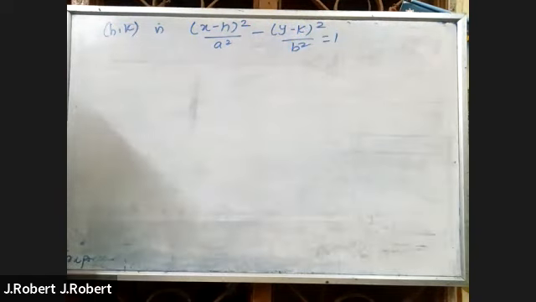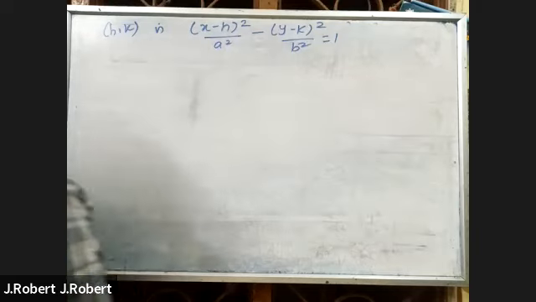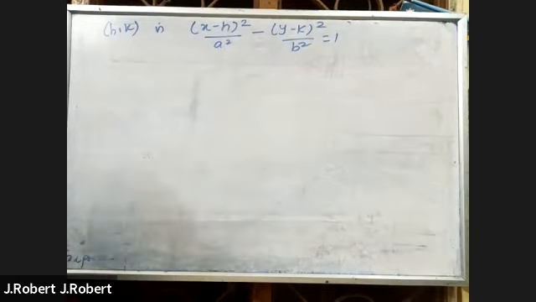Because so far we have discussed only the case where the center is at the origin. If the center is shifted or moved to some other point, we can take the center as h comma k, and then we take x minus h the whole square by a square minus y minus k the whole square divided by b square equals to 1.